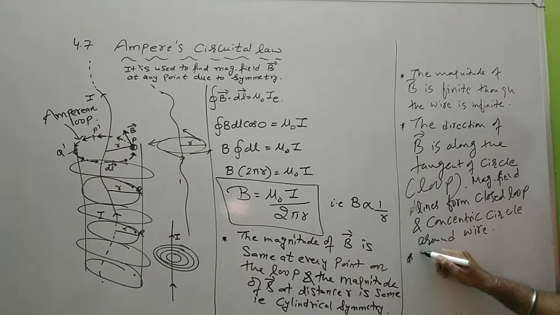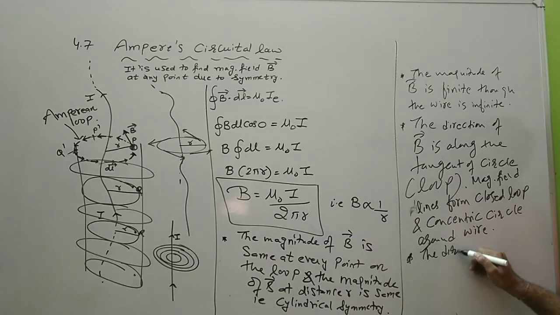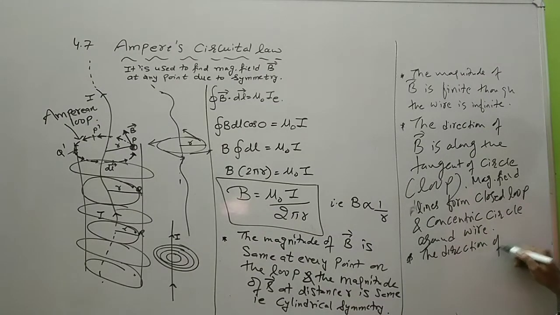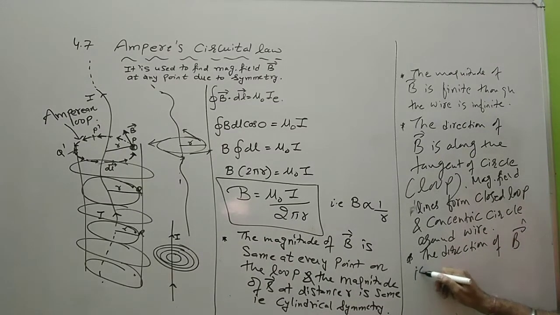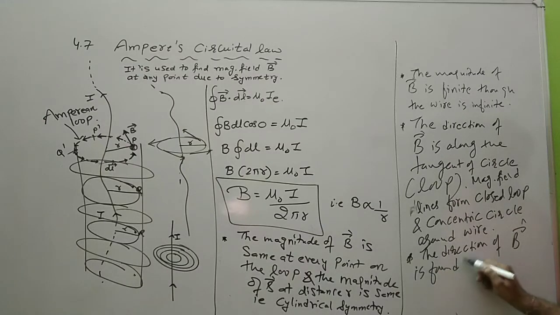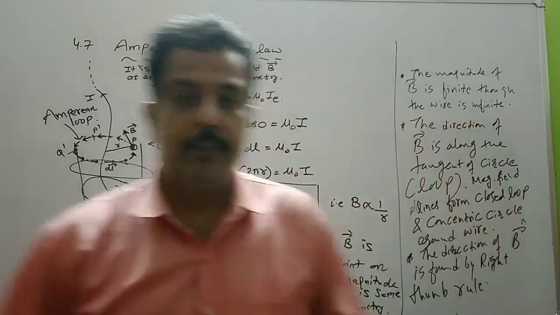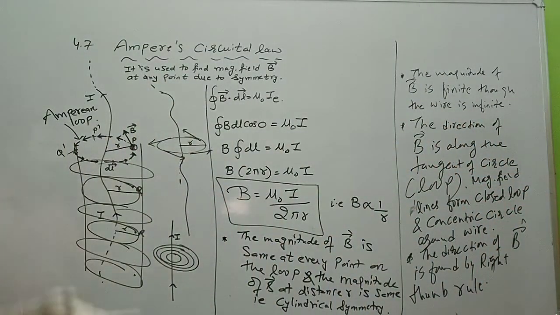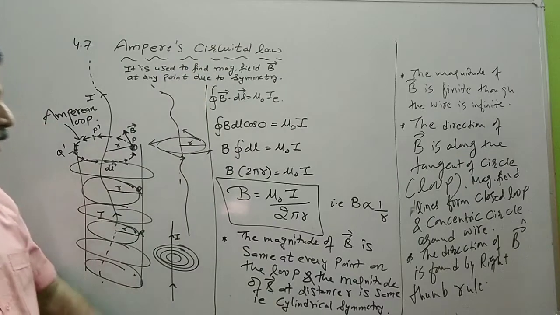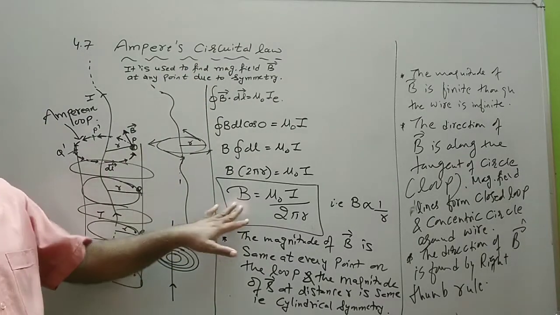And the last, we know the direction of the B vector is found by the right hand thumb rule. We have applied the right hand thumb rule, and we know whether the magnetic field is going into the plane of the board or coming out. So this is all about Ampere's Circuital Law, where it is much easier to find the magnetic field intensity.